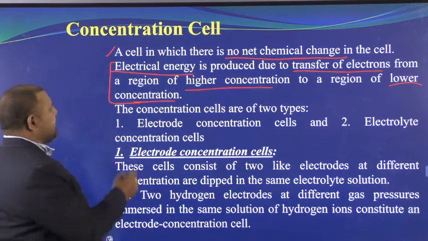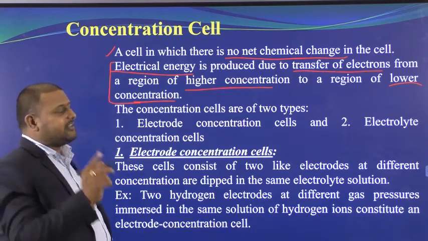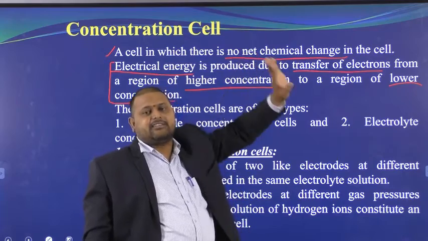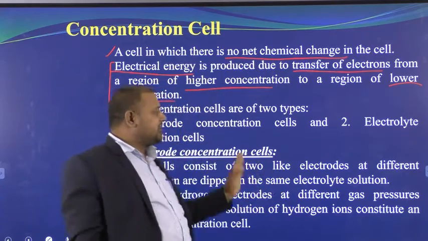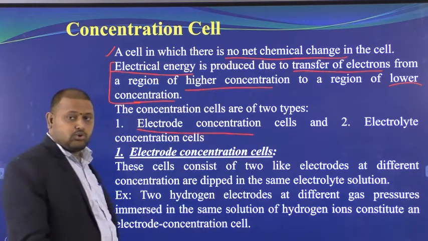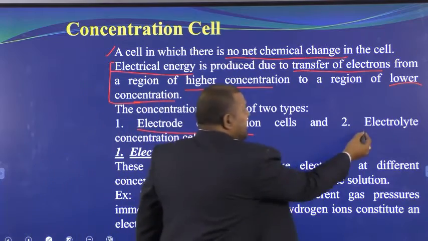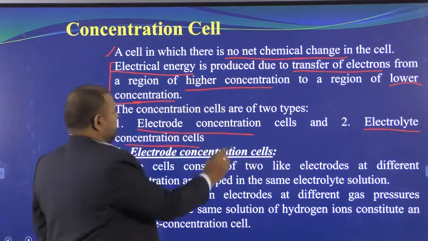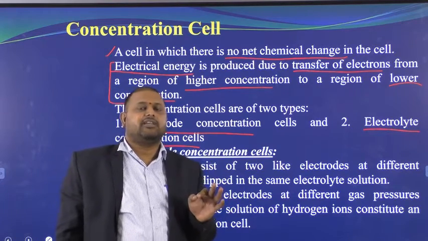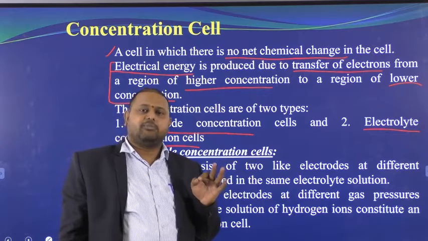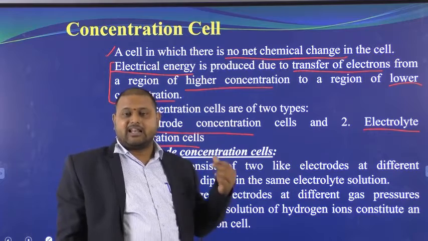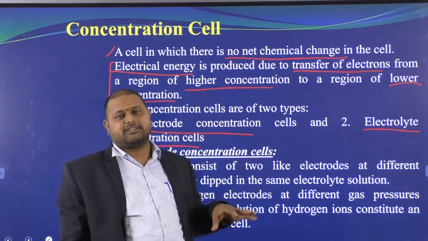See here. What is a concentration cell? A cell in which there is no net chemical change is called a concentration cell. Very good. There are two types of concentration cells. The first is called the electrode concentration cell. The second is called the electrolyte concentration cell. This is very important, so if you have any doubt, rewind and listen carefully. There are two types: electrode concentration cells and electrolyte concentration cells.